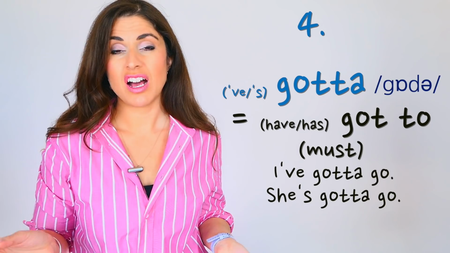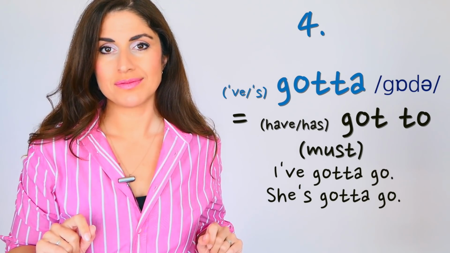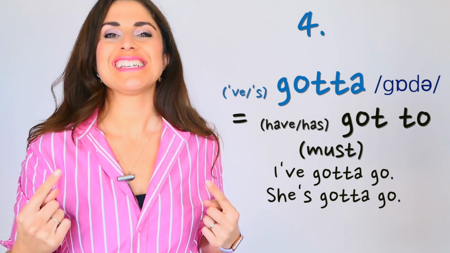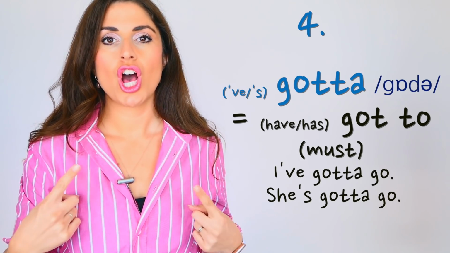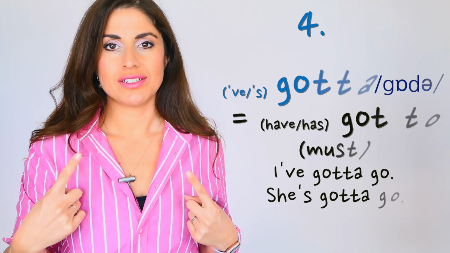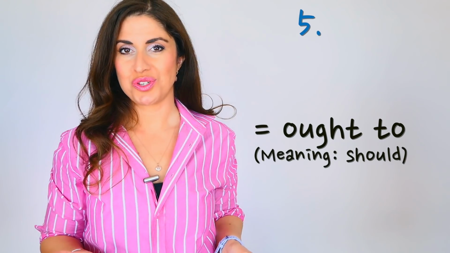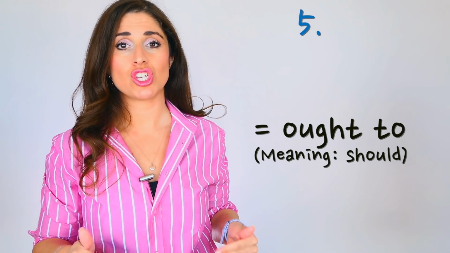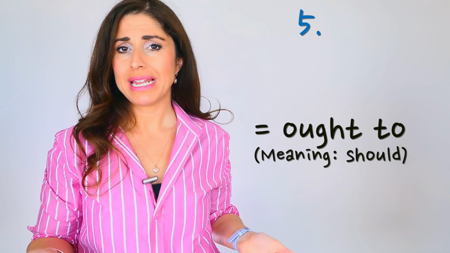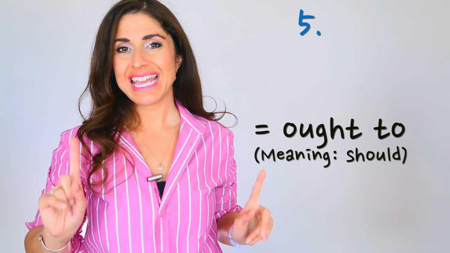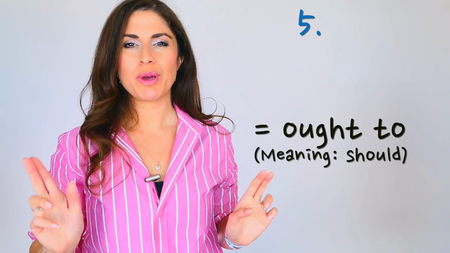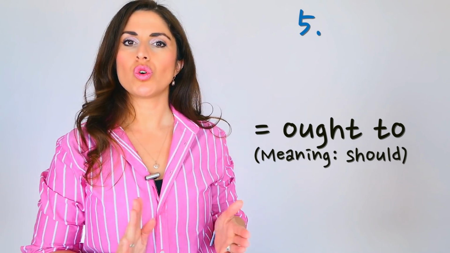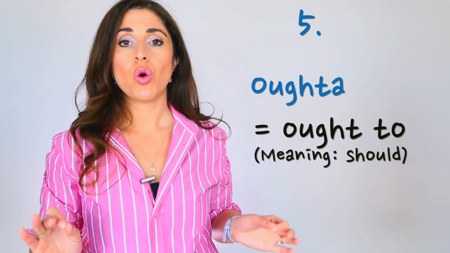I've gotta go. She's gotta go. It is that simple. Practice with me now. Not got to, but gotta. Now the next one, number 5, ought to. Basically a modal verb that means should. It's a modal verb of obligation or suggestion, but it is a little bit more formal. However, in informal spoken English, we can reduce ought to to oughta.